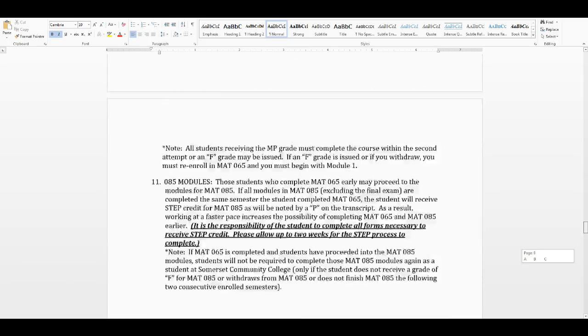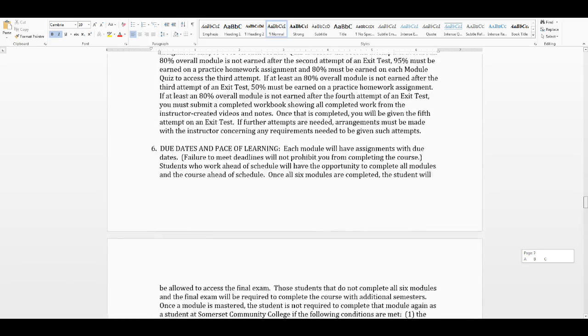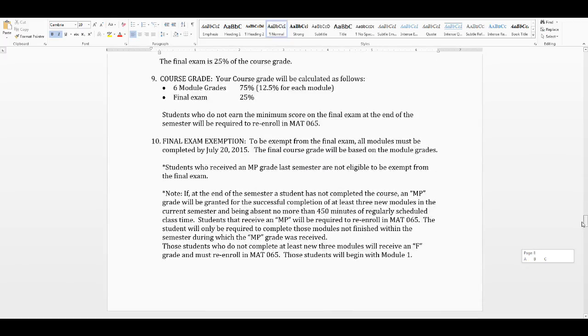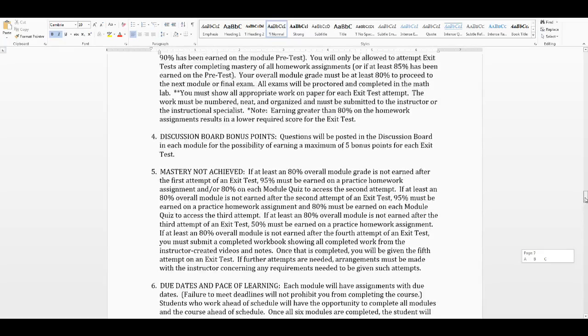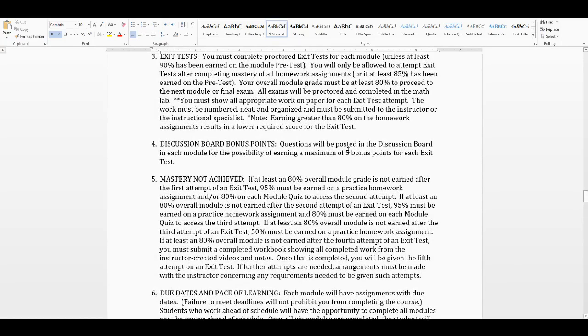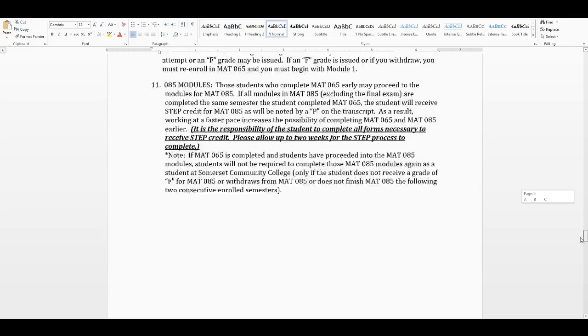Those bonus questions that I mentioned before in the classroom, in the MyMathLab classroom, these are worth 5 points bonus for the exit test. So make sure you take advantage of these extra credit opportunities, bonus point opportunities.